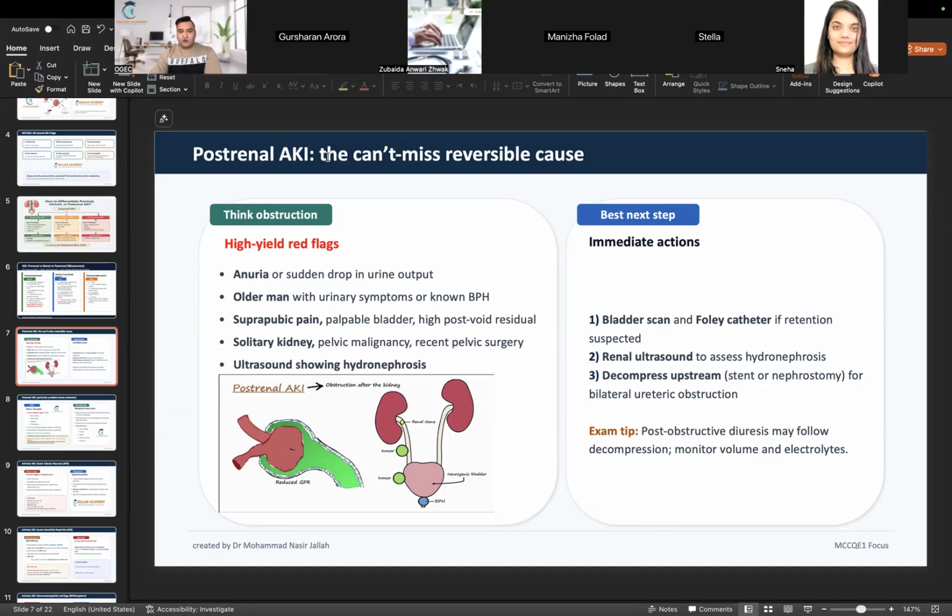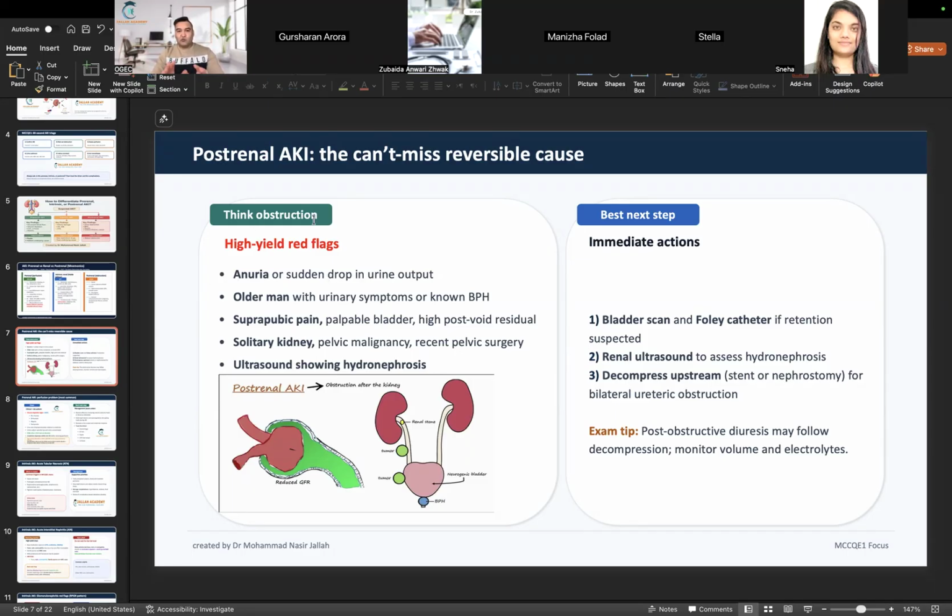Okay, so these are the things. Again, once you confirm acute kidney injury, the first thing you need to do is see if it is reversible, if it is post-renal, because by placing a Foley catheter, everything goes back to normal. It's reversible and it quickly improves the patient's condition. Okay, that is something that you need to pay attention to. So, high-yield red flags.